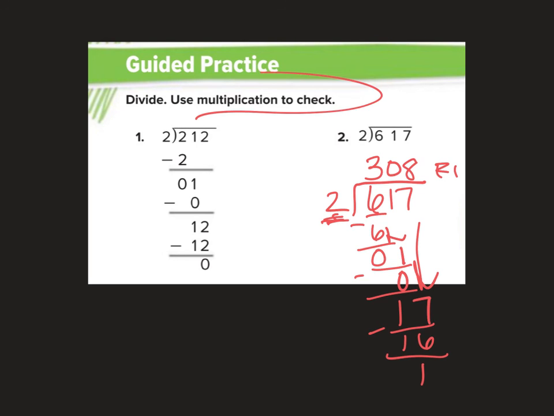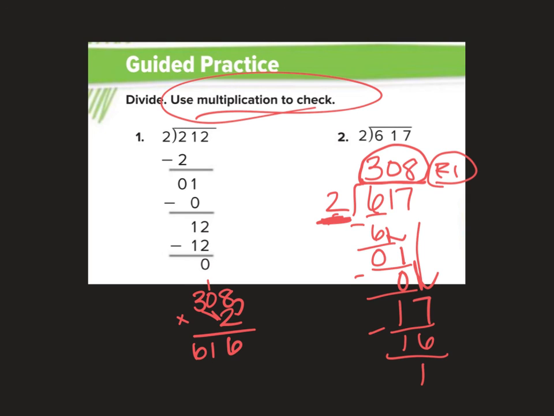Okay, it says use multiplication to check. So let's multiply 2 on the outside by our quotient, 308. 8 times 2 is 16. 2 times 0 is 0. Plus 1 is 1. 2 times 3 is 6. So I'd get up to 616. But don't forget to add in the remainder, 617, which checks out.